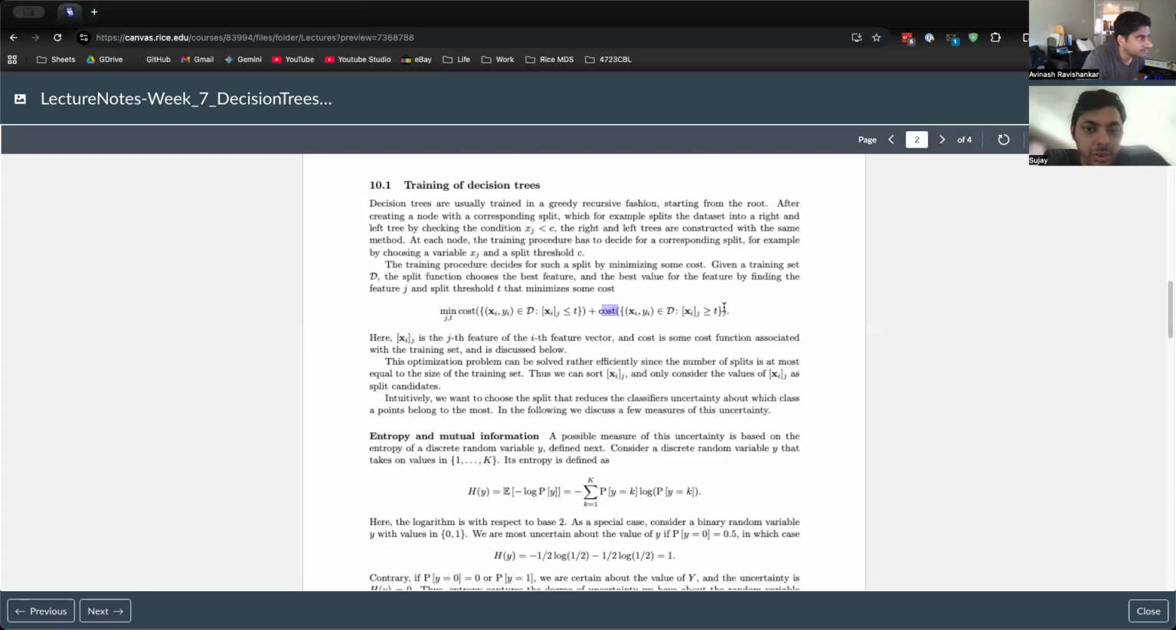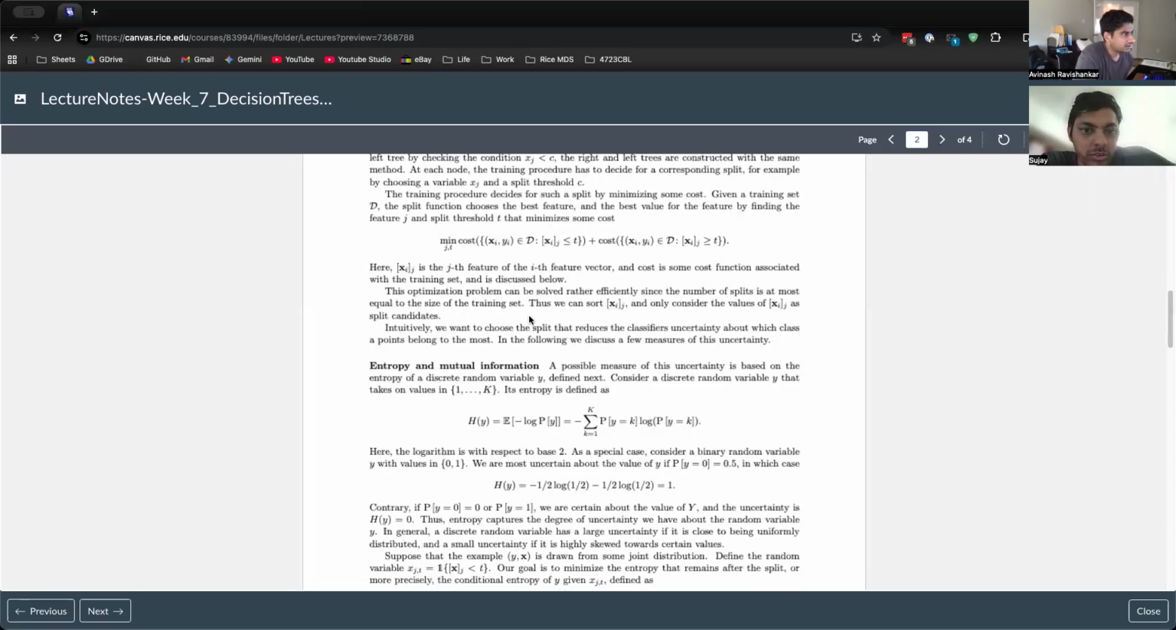So T is the threshold here, and Xij is the feature. Yes, perfect. So it's the jth feature of the ith feature vector, and it's coming out of our training data set D, for all the points of our training data set. That makes sense. Perfect.